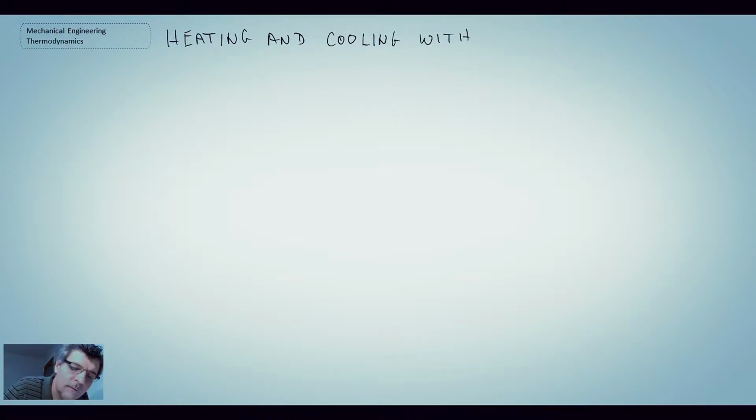The second air conditioning process that we're going to take a look at is that of heating and cooling with a slight modification. That is where we can either humidify or dehumidify the air. So it's a minor complication over what we just took a look at. Okay, so again what we'll do, we'll begin with a schematic of what it is that we're talking about.